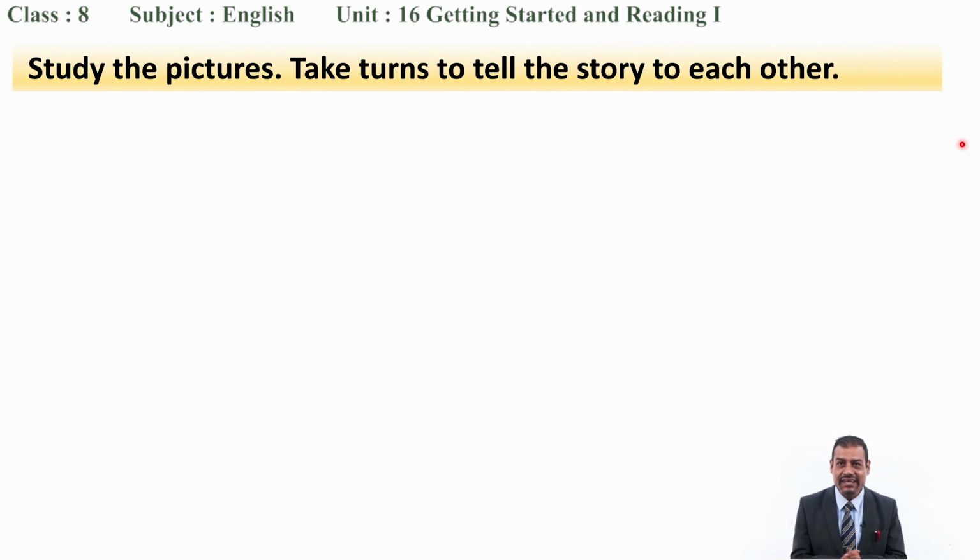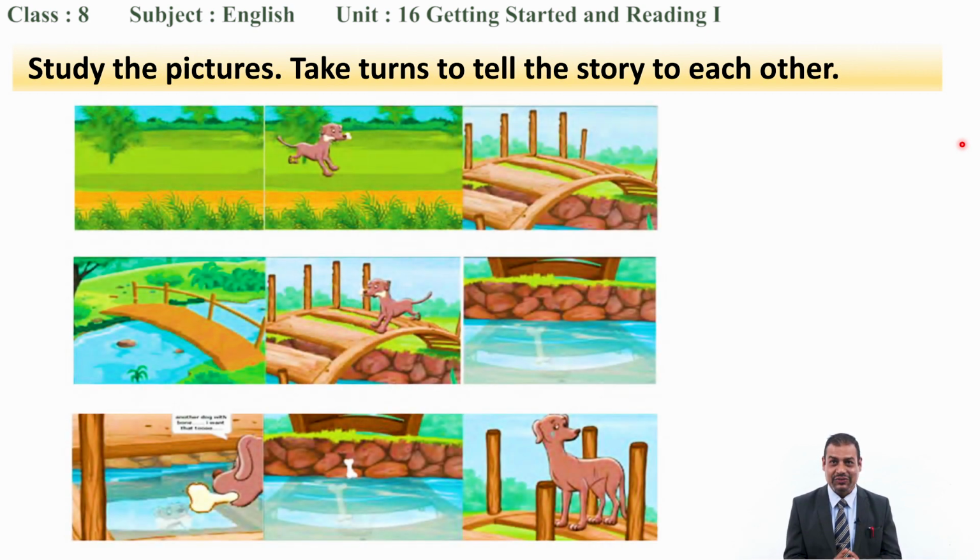Can you see the pictures there? No, don't worry, I am going to show you. So can you see the pictures? All right, now you can make a story. Looking at the pictures, make a story and then you can tell it to your friends. So can you do it now? What do you see here in the first picture? Yes, you can see there is a big ground. And in the second picture, yes, you can see a dog. What is the dog doing? Yes, the dog is carrying a bone.